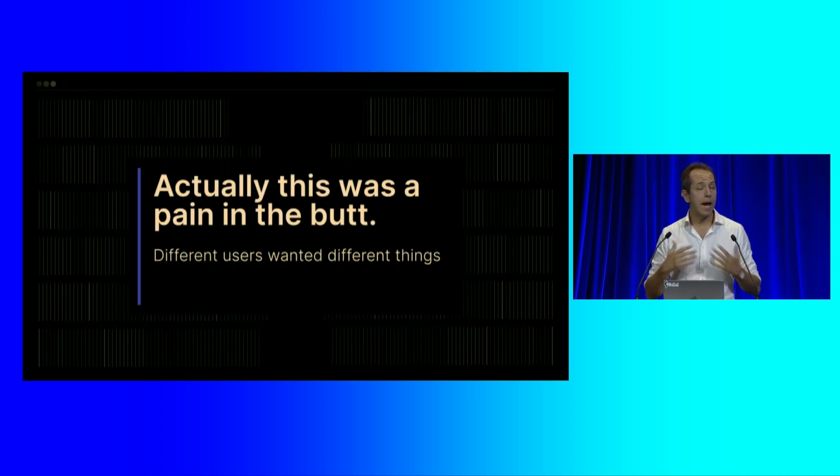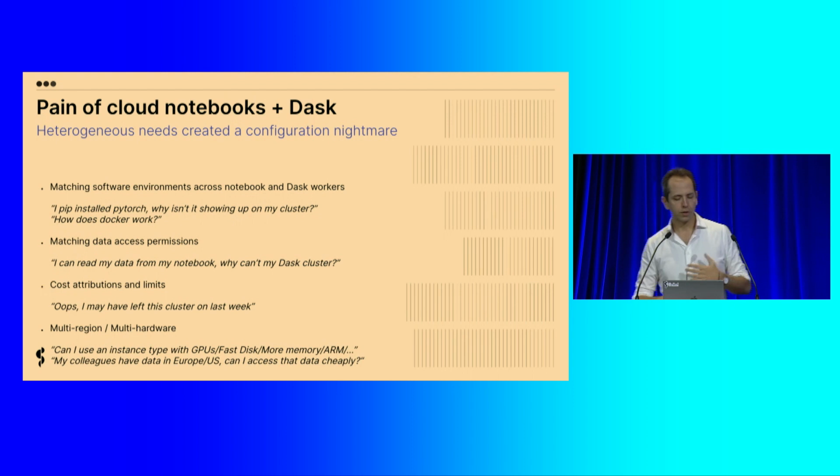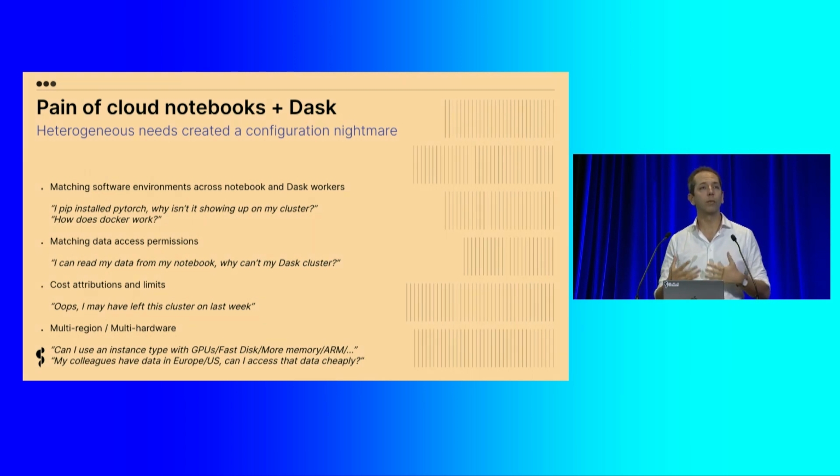It was also a pain in the butt. It was a pain in the butt because different users wanted different things. It was very, very hard to construct a JupyterHub system that could serve many different kinds of users at once. Adding Dask into the mix made it very challenging. In particular, things were just a little bit too rigid. So let's look at some examples of things that people wanted that were really hard to support. And if you're an IT person, maybe these sound familiar to you.